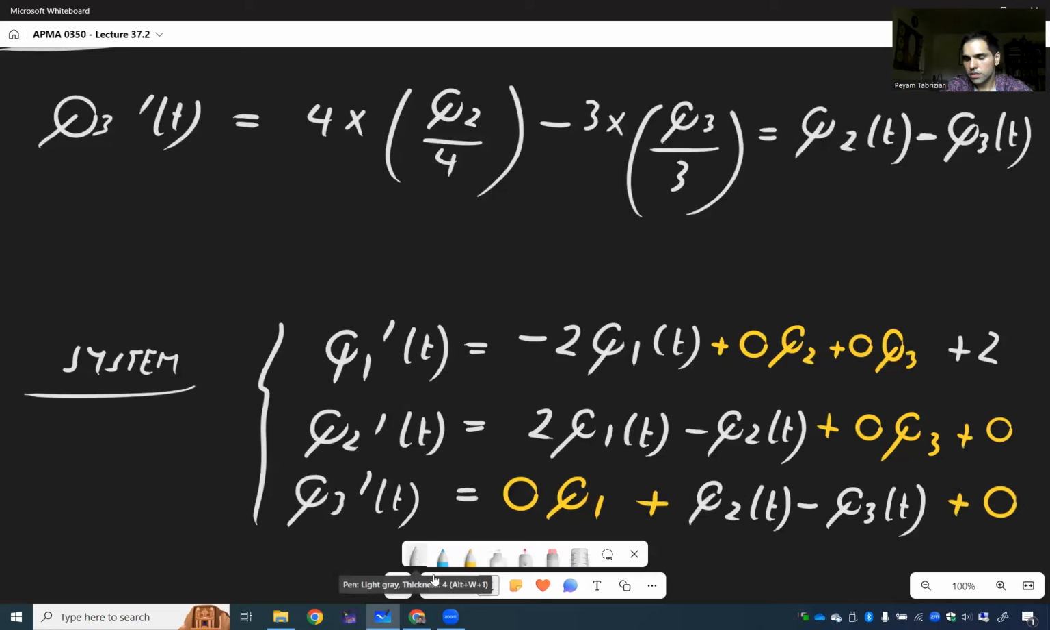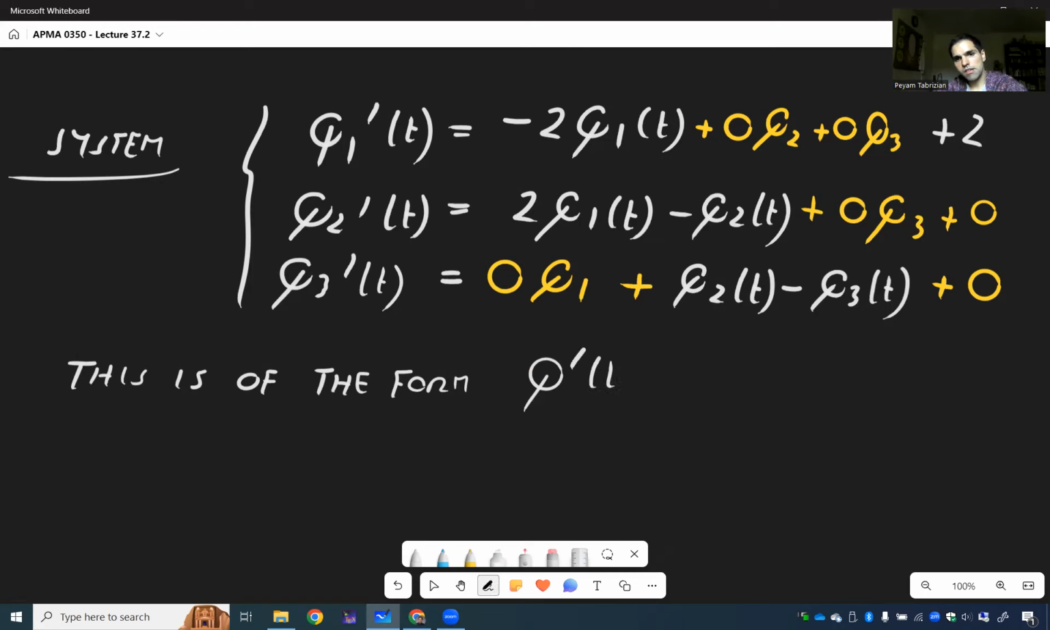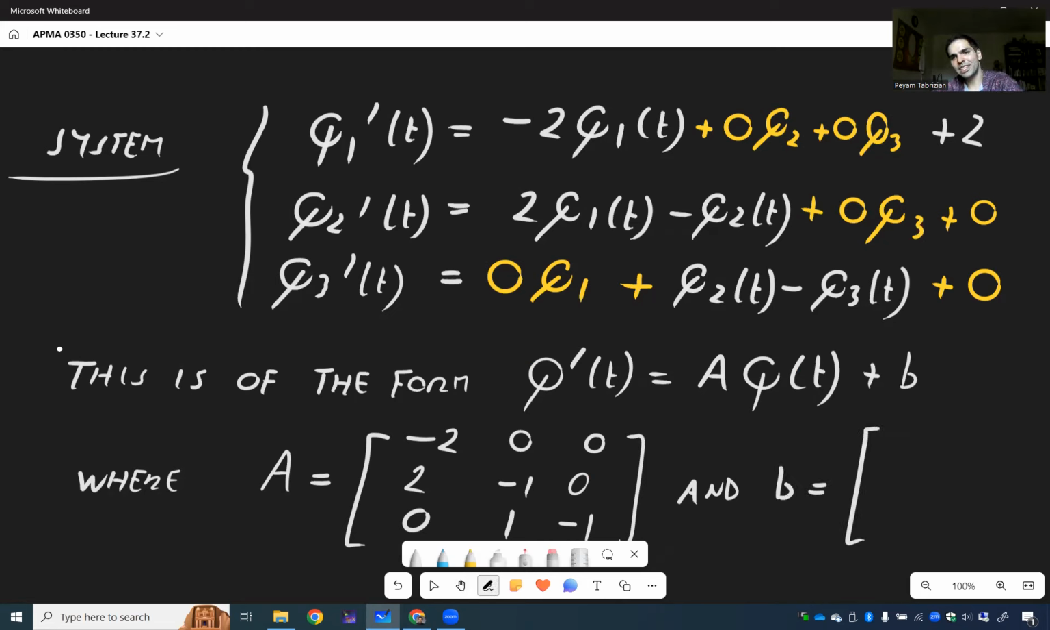And so now, in terms of matrix form, this is of the form Q prime of t equals AQ plus B, where A is the matrix minus 2, 0, 0; 2, minus 1, 0; and 0, 1, minus 1, and B is 2, 0, 0. The queen bee.